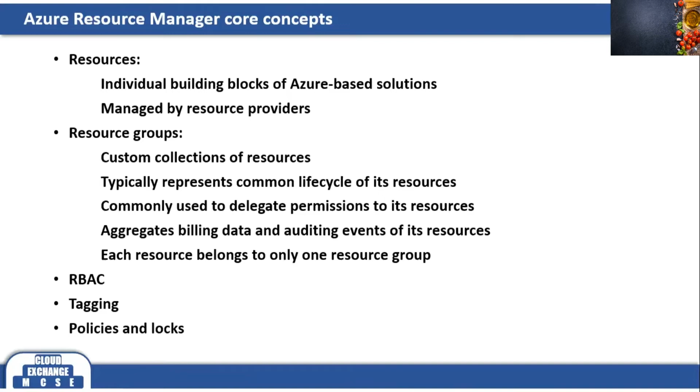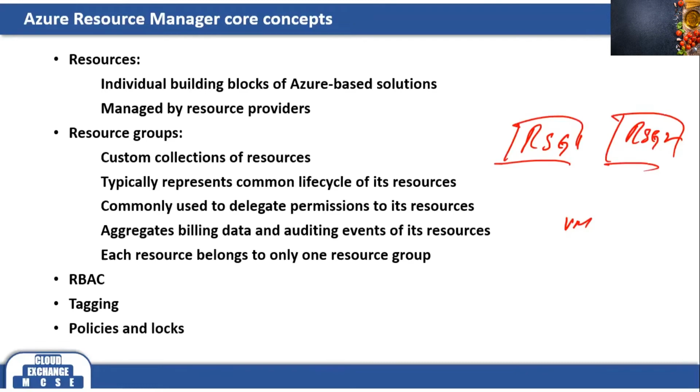So each resource belongs to only one resource group, guys. That means when you're creating resources, for example one VM, and I have two resource groups, for example RSG1 and RSG2, then when I'm creating one virtual machine, we have to point this virtual machine to which resource group. So can I say this VM should be there in two resource groups, guys?